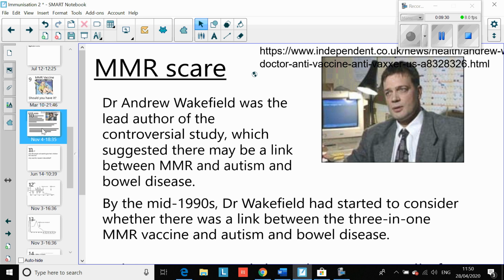So, this is Dr. Andrew Wakefield, and he was the lead author of a controversial study which suggested there may be a link between MMR, autism, and bowel cancer, or bowel disease. And by the mid-1990s, Dr. Wakefield had started to consider whether there was a link between the 3-in-1 MMR vaccine and autism and bowel disease.